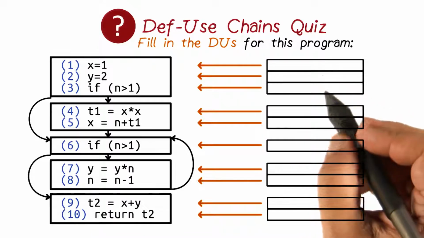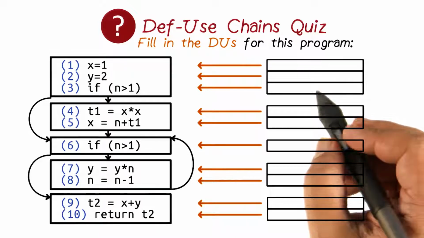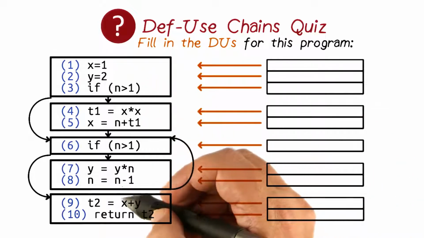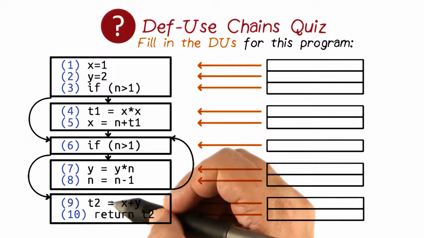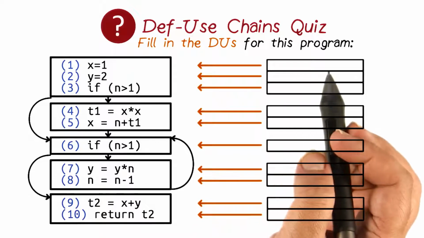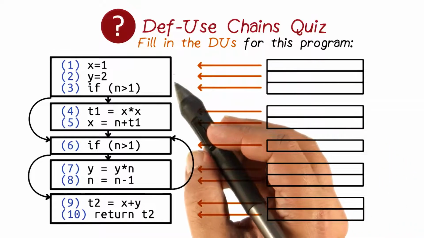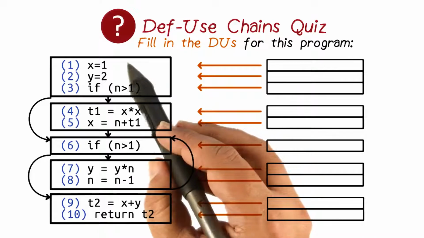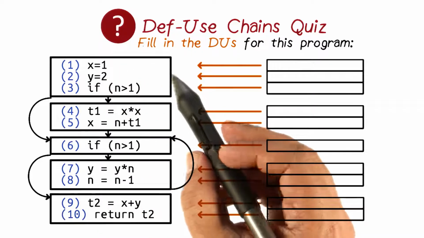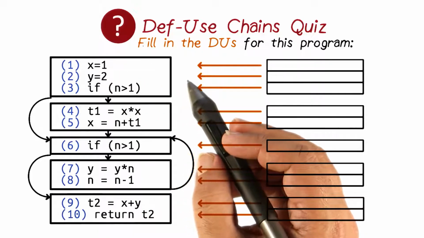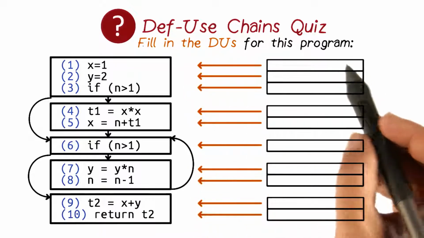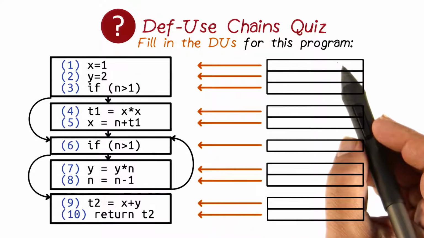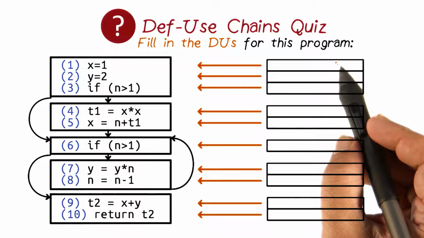So what we have here is a simple program, in terms of a control flow graph and different statements which reside in this control flow graph. We would like you to fill in the DU chains from the definition to the use for each one of these. For example, we have a definition here for x is equal to 1. Please fill in who all is using this particular definition by writing it over here in terms of its DU chain, or which statements are going to use this definition.